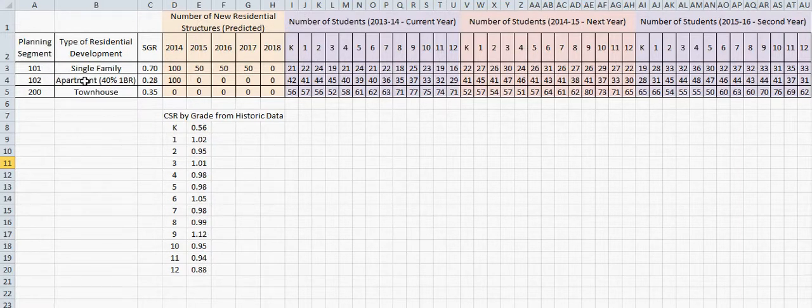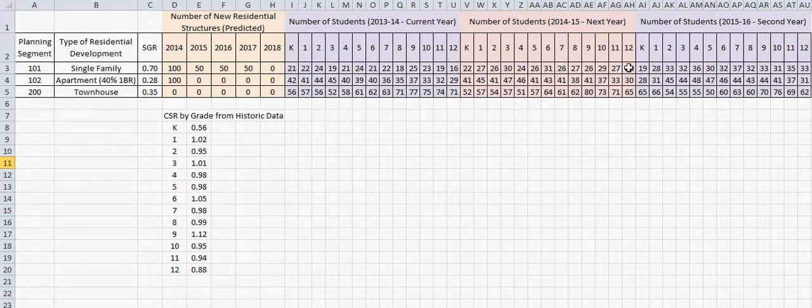102 is apartments, mostly 40% one bedroom, obtaining an SGR of 0.28. 100 of those will be built in 2014 with none in future years. Planning segment 200 is a townhouse development with an SGR of 0.35, and that planning segment seems to be fully built out. We take the number of students in the current year and use that to predict the number of students in future years.